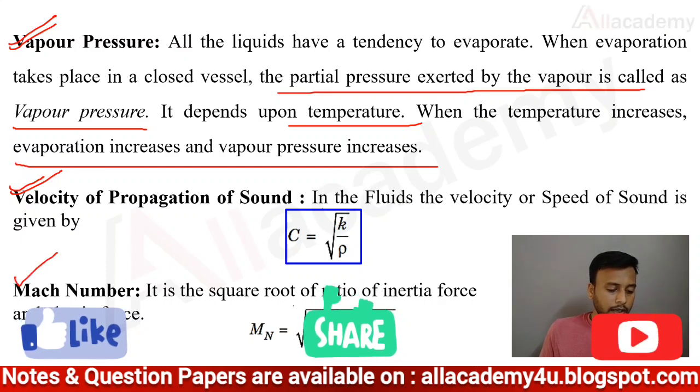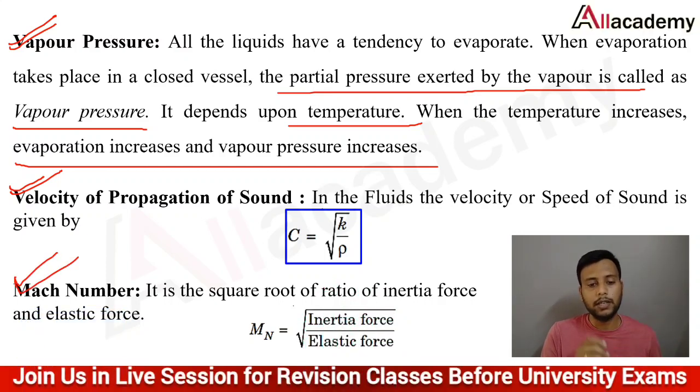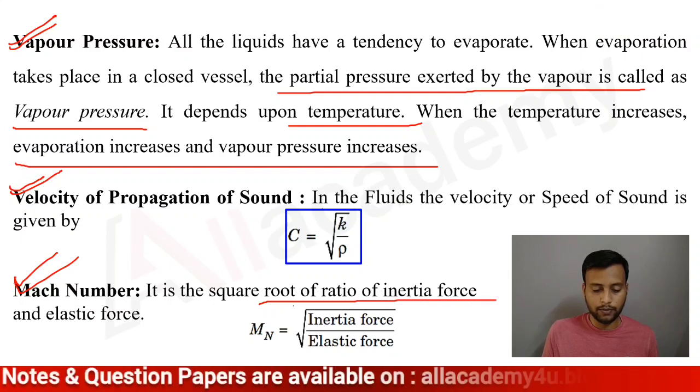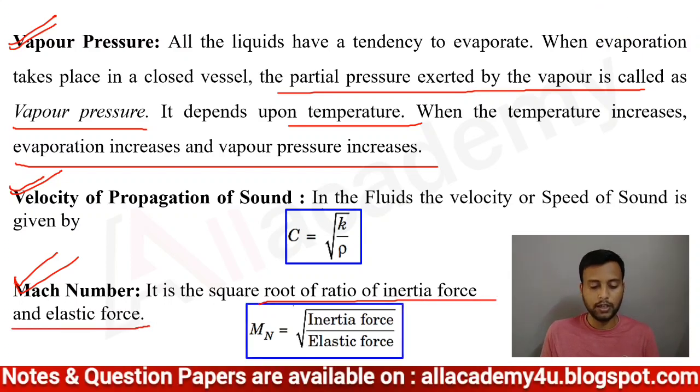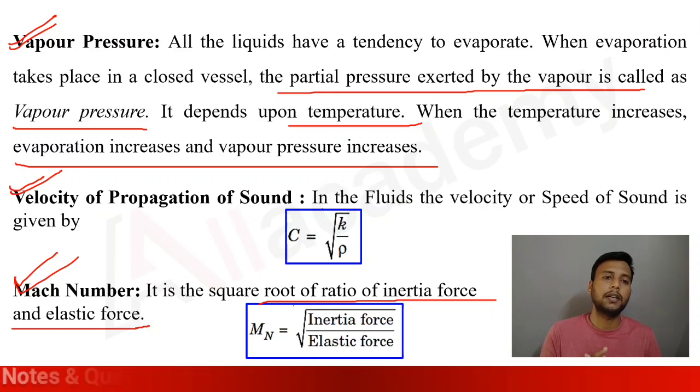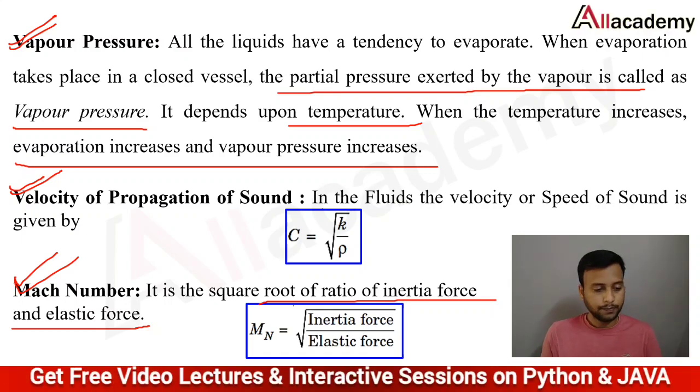Now the next definition is Mach number. How do we define the Mach number? It is the square root of inertia force to elastic force. That is the simple definition of Mach number.